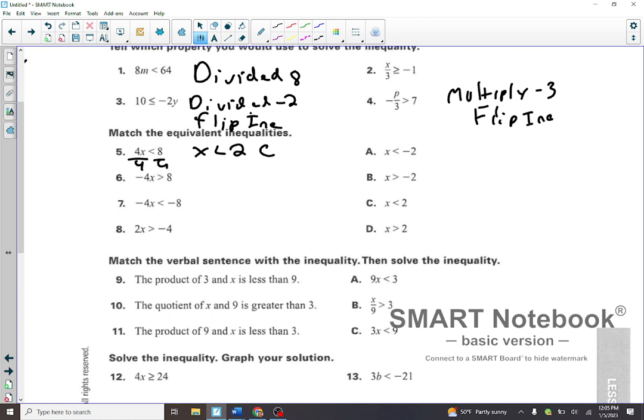This one I would divide by negative 4 on both sides. So you just solve it for that one without graphing this part? Yeah, it's just asking you to solve. So in this case it is x, but I have to flip it because it's negative 4. So x is less than negative 2. So that's A.